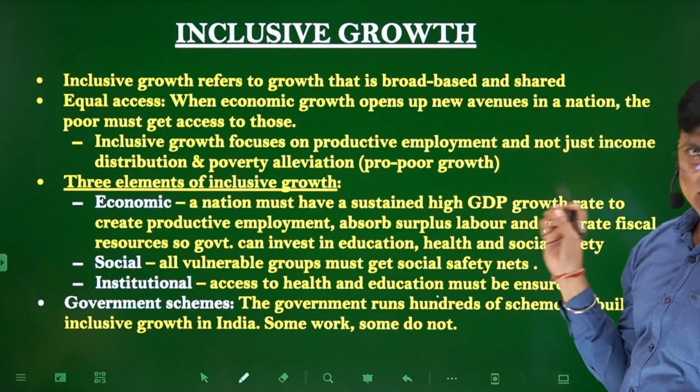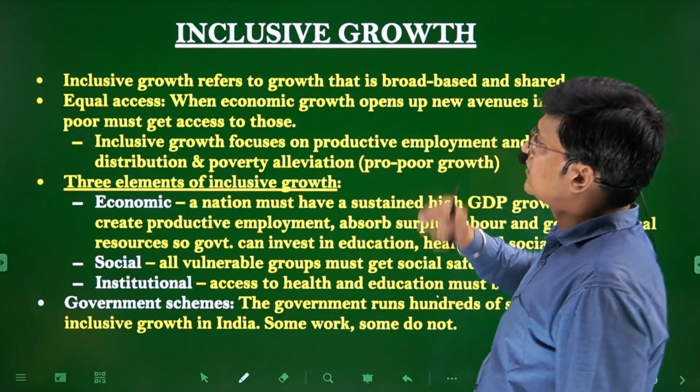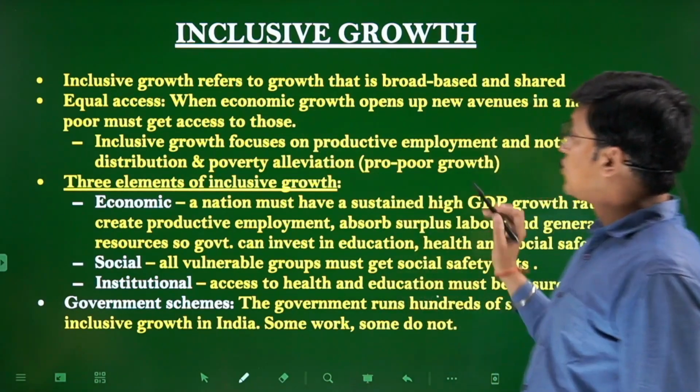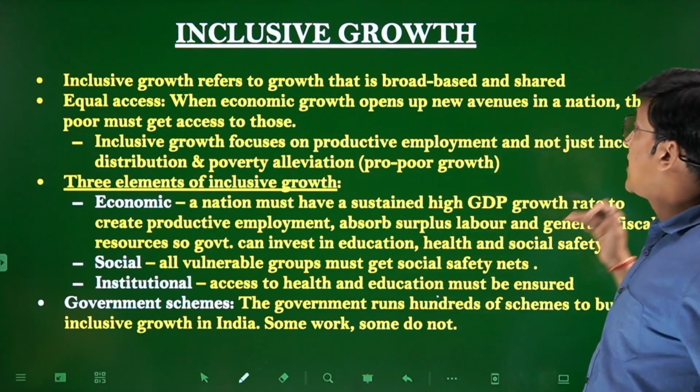What is inclusive growth? There are certain points about it. Let me read it for you. Inclusive growth refers to growth that is broad-based and shared.